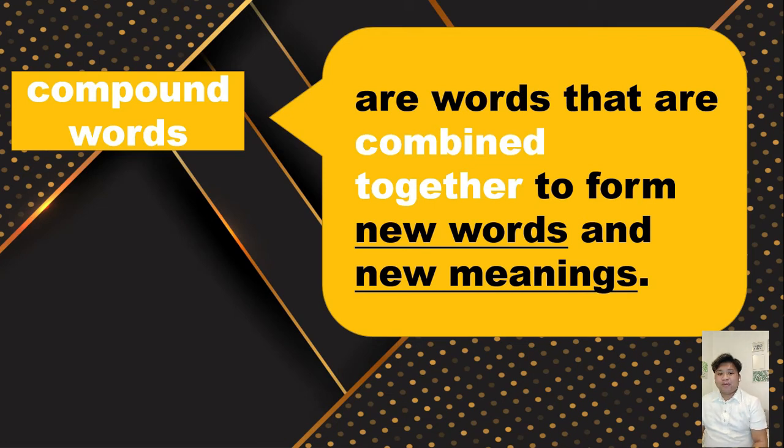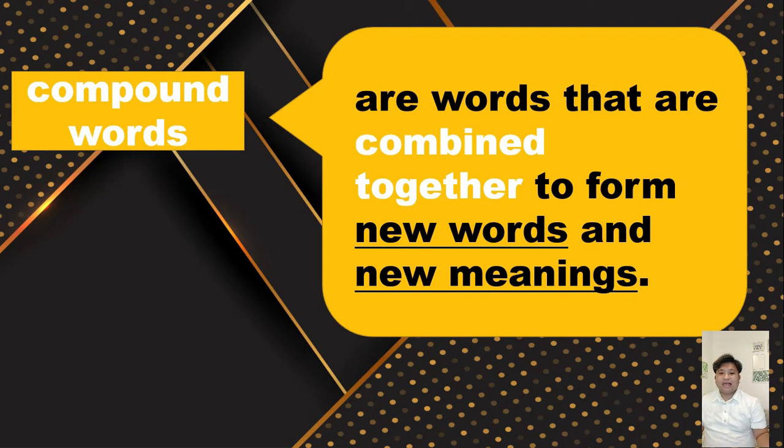Daghan pa kayong examples. Hot dog, di ba? Hot and dog. Hot is init, pwede pod og halang, and dog is iro. So we combine them together, hot dog. So dili pwedeng ang meaning niya kay init nga iro. Okay. Hot dog is a food.